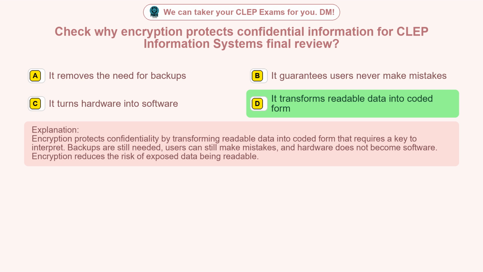Encryption protects confidentiality by transforming readable data into coded form that requires a key to interpret. Backups are still needed, users can still make mistakes, and hardware does not become software. Encryption reduces the risk of exposed data being readable.